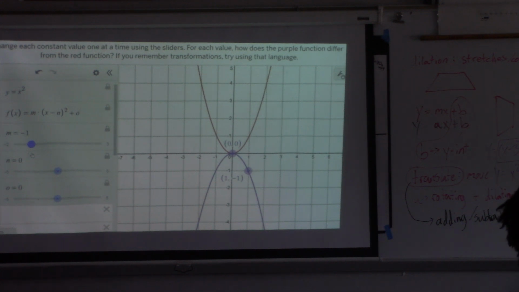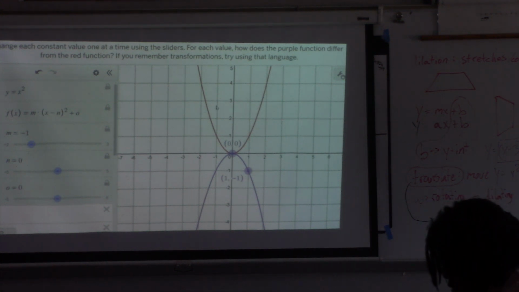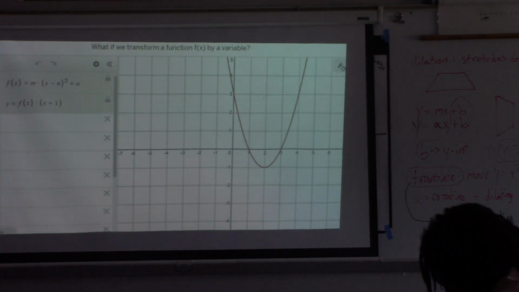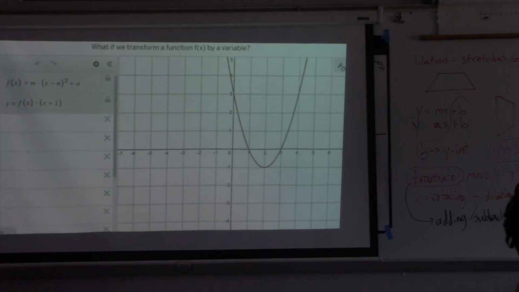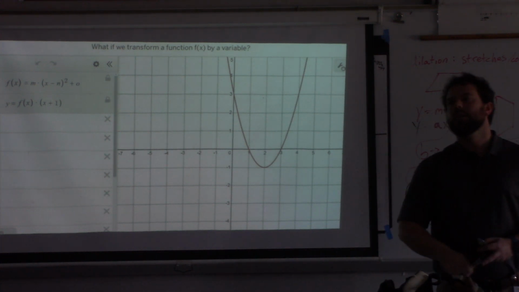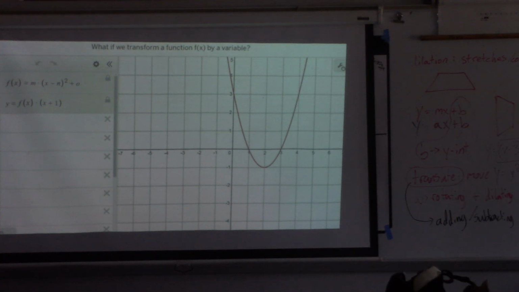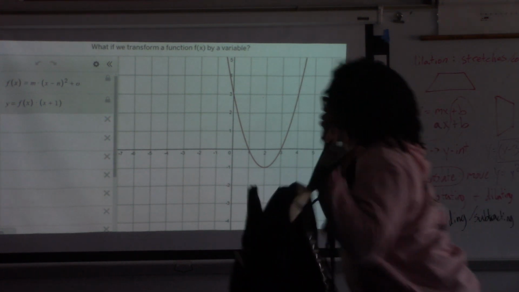Look at that red. What type of function is that in red? Quadratic. That's a parabola, right? What type of function do I have in purple? Also a quadratic. So what we're getting into tomorrow is, what about this? What if we transform a function by a variable? So we transformed by 2 and by 3 and by 4 and -1 and -2 and -3. But what if we start to transform by a variable? What is that going to do? And that's where we'll pick back up tomorrow.